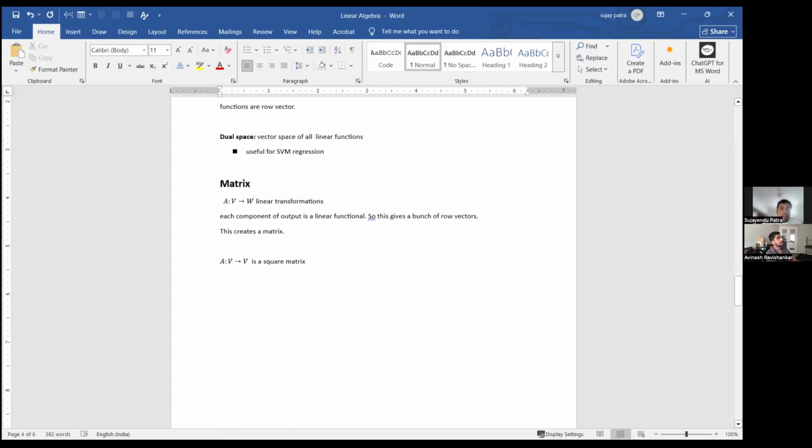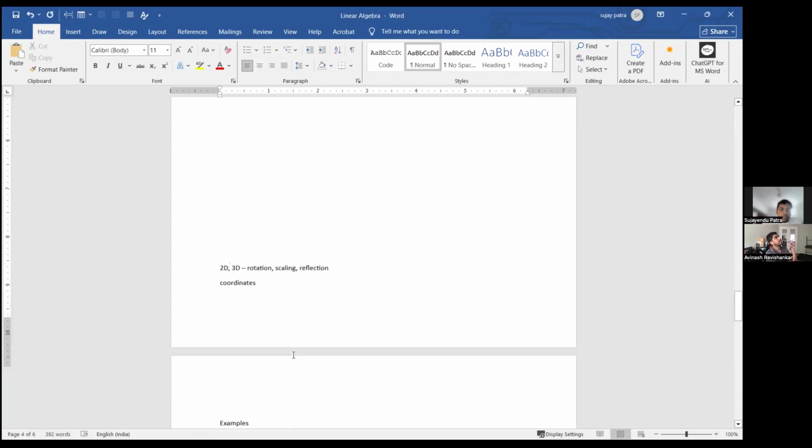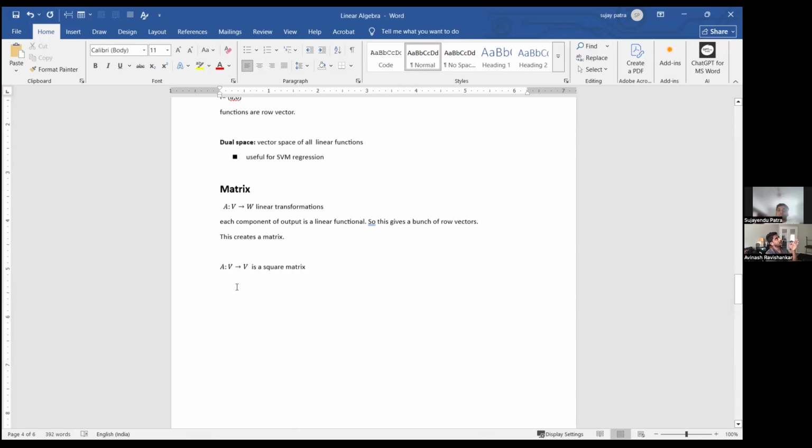Because the dimensions of your matrix are rows by columns, the number of rows is actually the number of outputs. Remember, rows are the outputs and columns are the inputs. Each component of the output gives a row. Okay, got it.